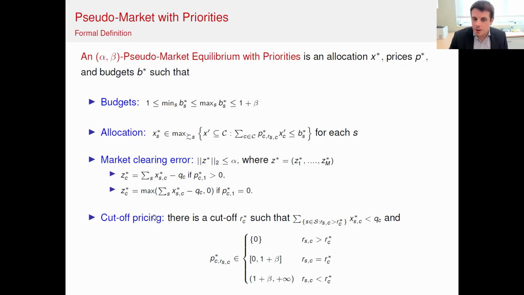And as I mentioned, there is cutoff pricing. There is a cutoff level, R star, for each course that is determined endogenously, where the price is between 0 and 1 plus beta. For all higher priorities, it's 0, and for lower priorities, it's larger than 1 plus beta. Any questions? Feel free to interrupt me.